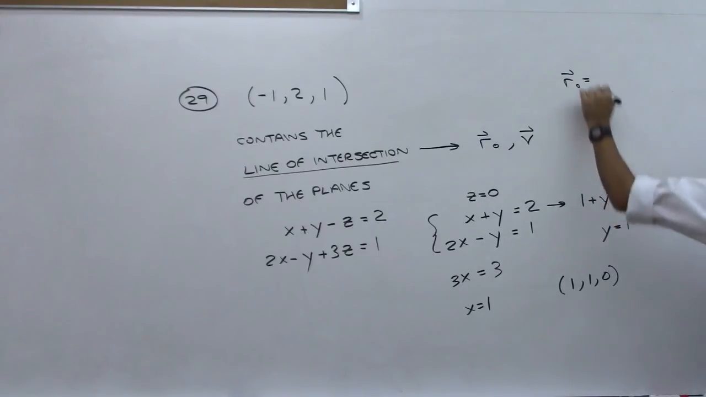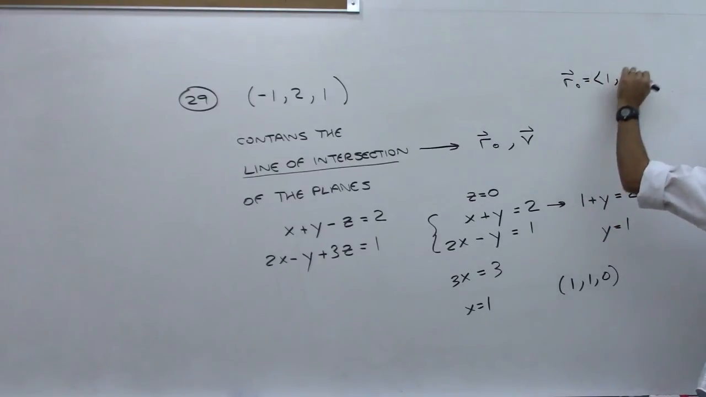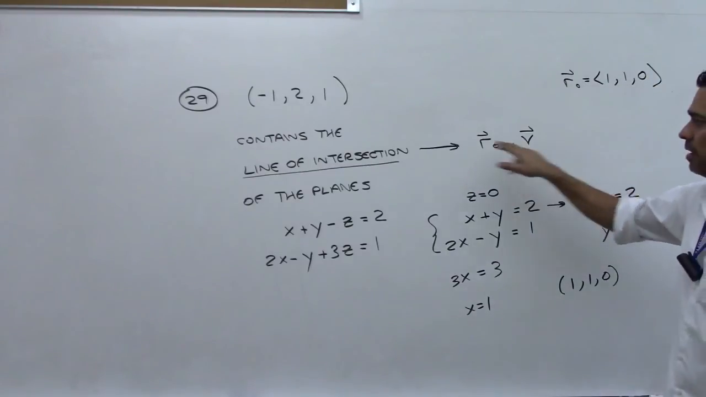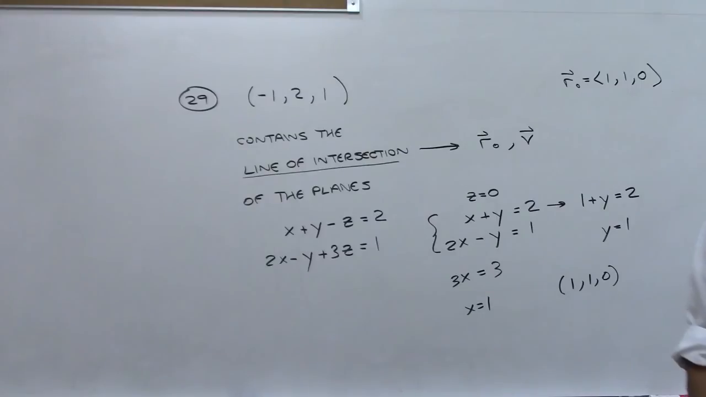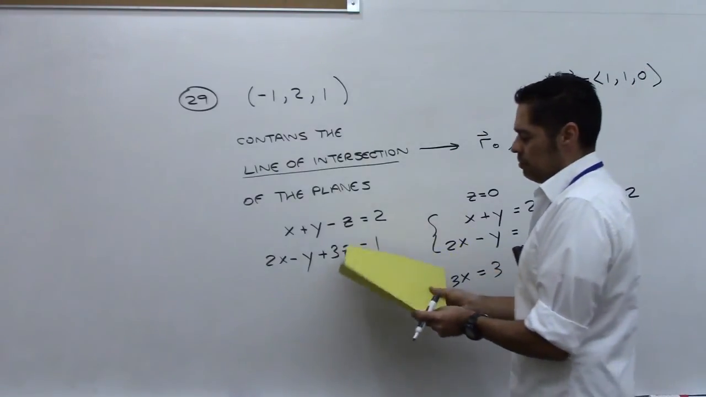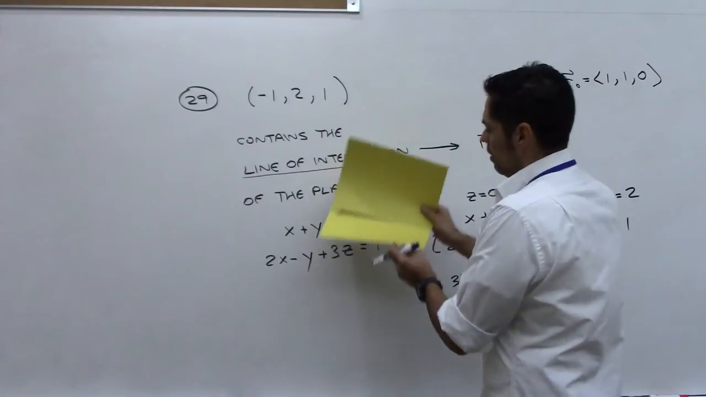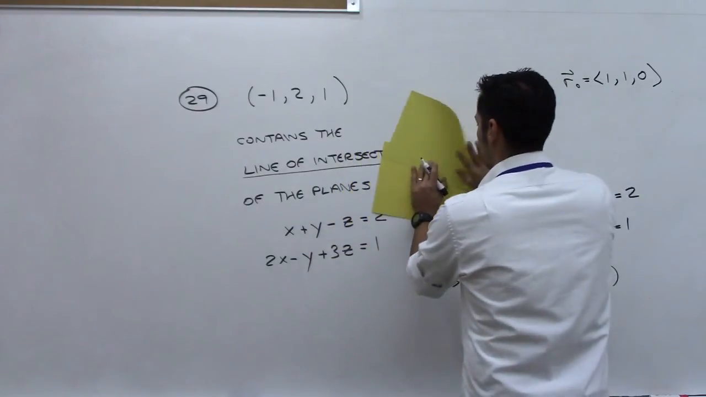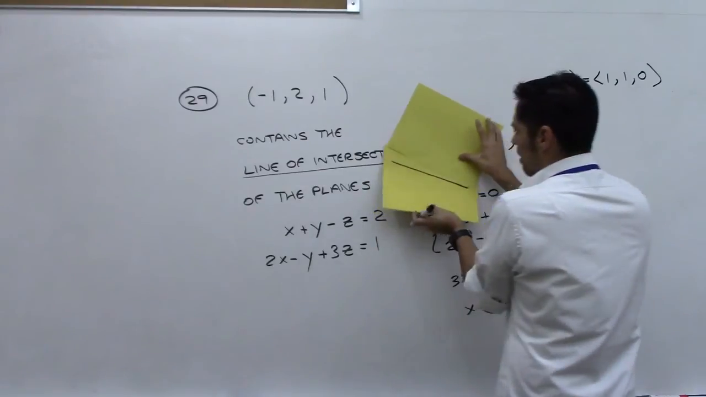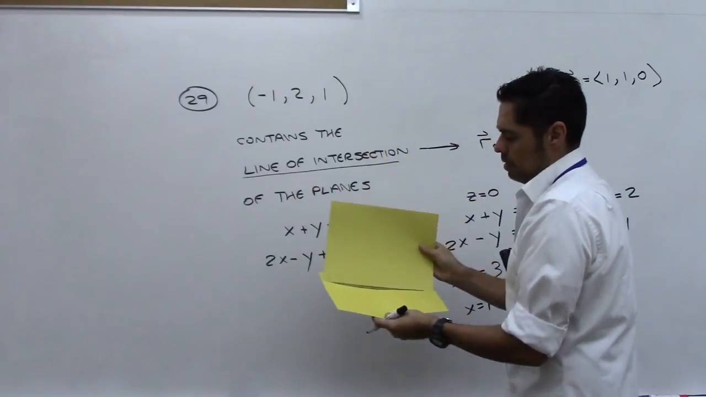And R naught will be 1, 1, 0. All right, now I need the direction of the line. So going back to that picture, or actually I didn't draw a picture. We have these two planes hitting each other. So we have some line down here. Let me actually draw a line. Okay, this is the line that we're interested in, right?